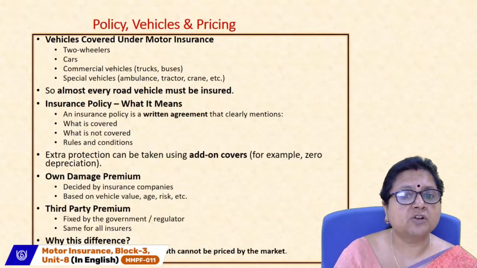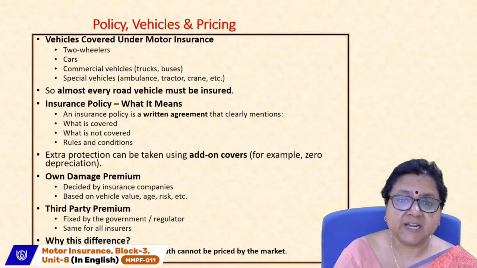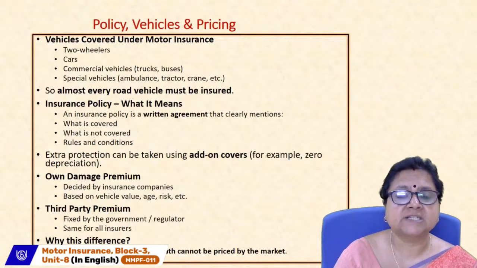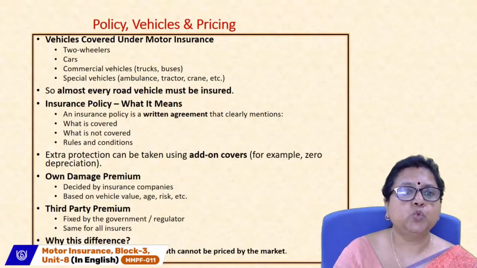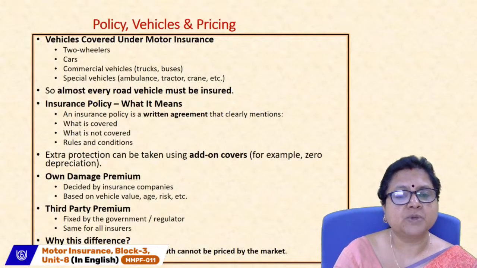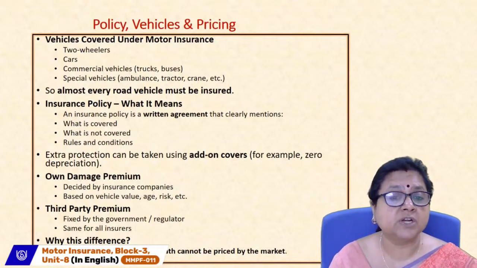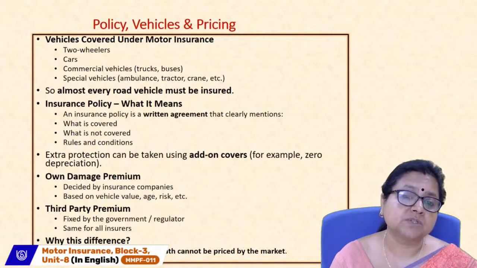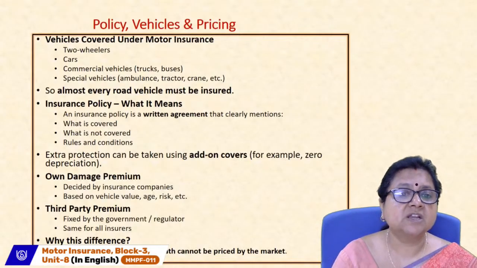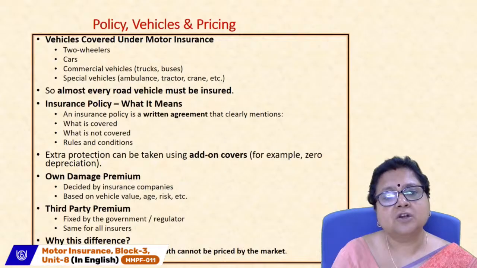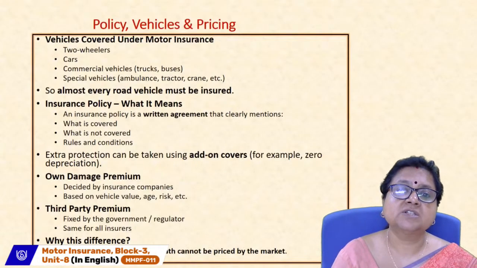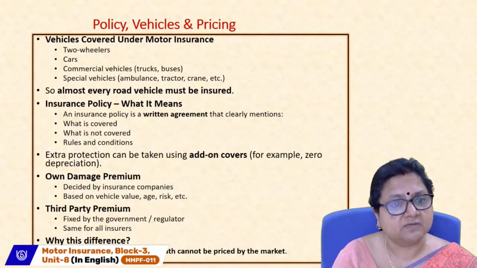Almost every road vehicle must be insured. It is now a mandate of the state governments as well as the central government that each and every vehicle riding on the road has to be insured. And nowadays a few state governments have also linked it with the petrol pumps, so a vehicle which does not have insurance cannot get petrol from the petrol pump. Insurance now is a must for each and every vehicle.